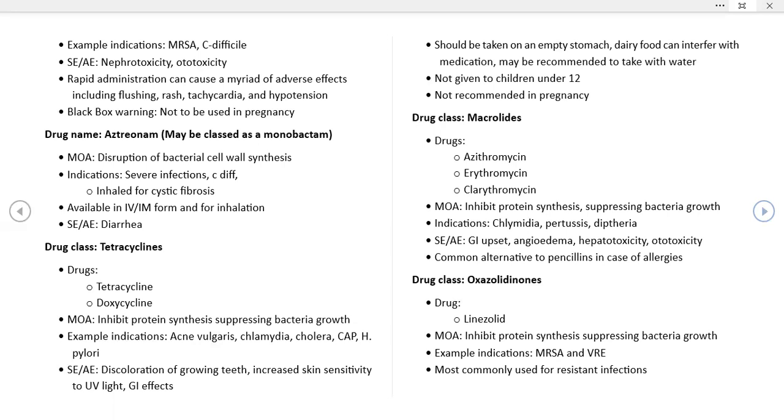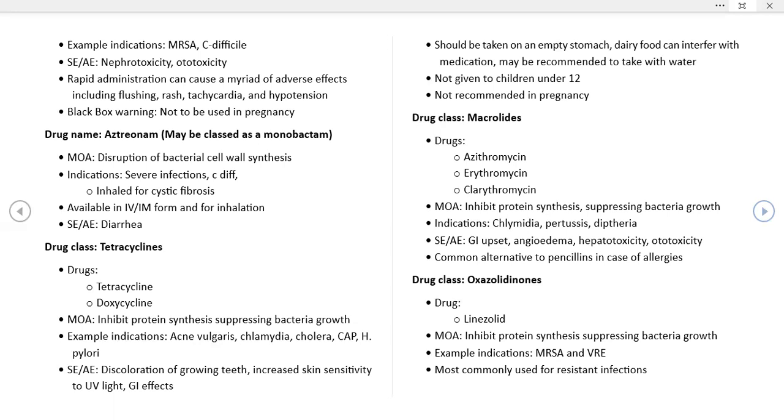We also use it for C. diff. This is also available not as an antibiotic, but to be used for cystic fibrosis. And if it's used in that case, it's given via the inhaled route. And the most common side effect is diarrhea. I've seen some textbooks that completely left this medication off, so I wouldn't expect much on it at your school.